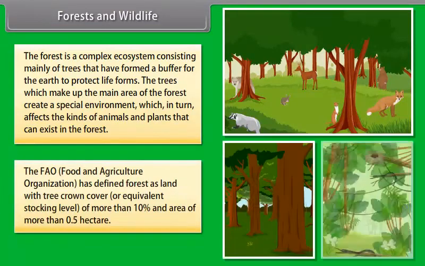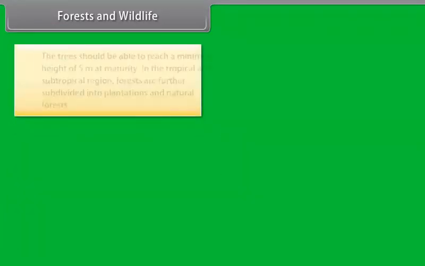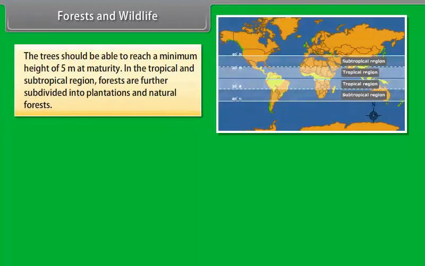The FAO, Food and Agriculture Organization, has defined forest as land with tree crown cover or equivalent stocking level of more than 10% and area of more than 0.5 hectare. The trees should be able to reach a minimum height of 5 meters at maturity.